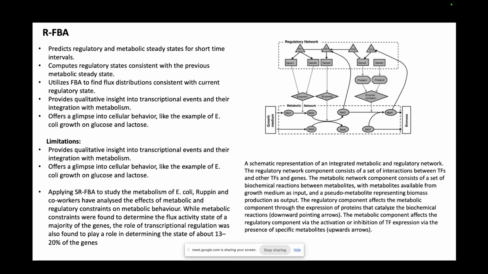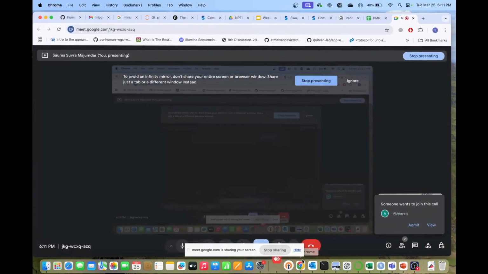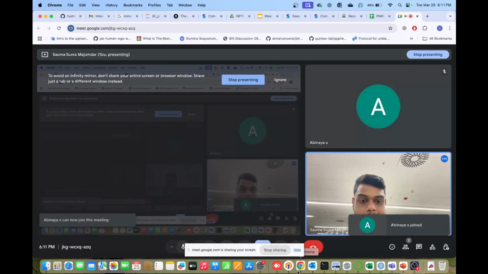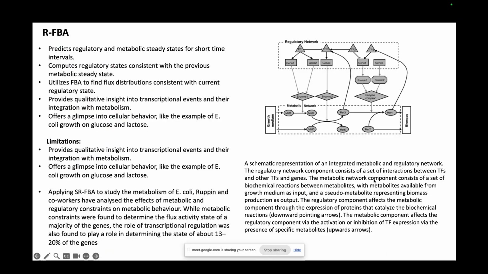Okay, so RFBA predicts regulatory and metabolic steady states for short time intervals, and computes a regulatory state consistent with previous metabolic states. So basically, we are trying to make a connection of the total metabolic flux in the system with the gene expression. So we are trying to incorporate the regulatory constraints along with basic FBA modules. We are incorporating gene expression and other kinds of information which can be a proxy to regulatory information to see how the metabolic fluxes change if we incorporate that.